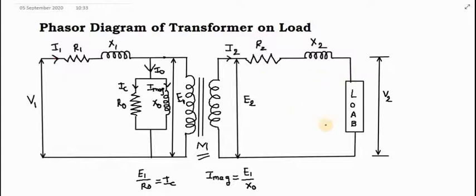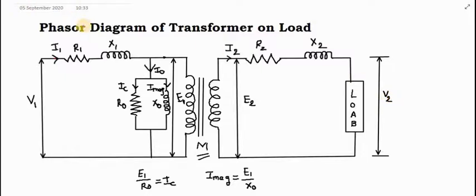If I connect a load across the secondary, then current I2 circulates in the secondary, passing through R2 and X2. In the secondary, the mutually induced EMF E2 is produced, and from this E2 some drop takes place in these two components. The remaining voltage is available across the load, and that voltage is the voltage developed across the load, V2.